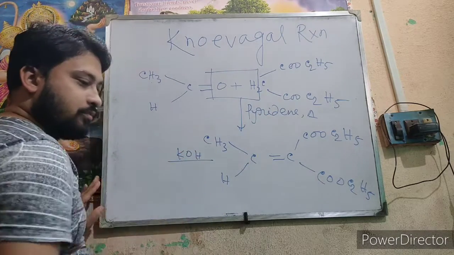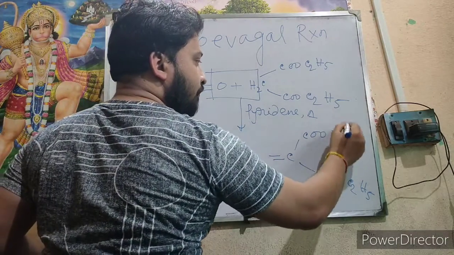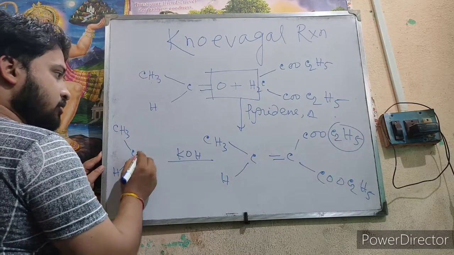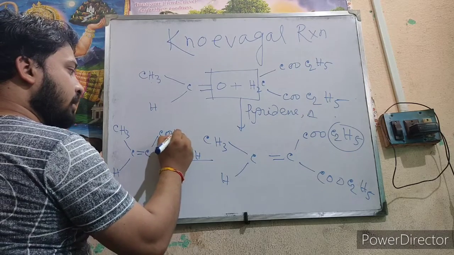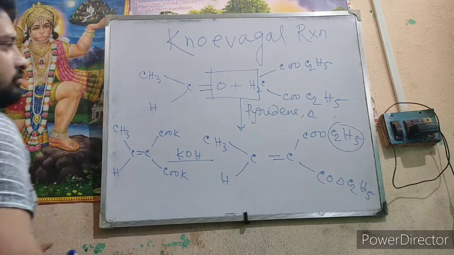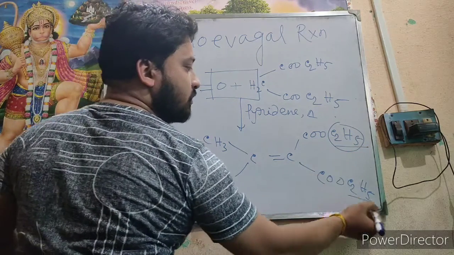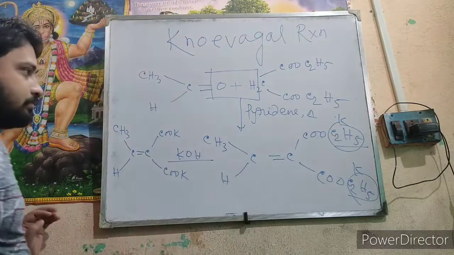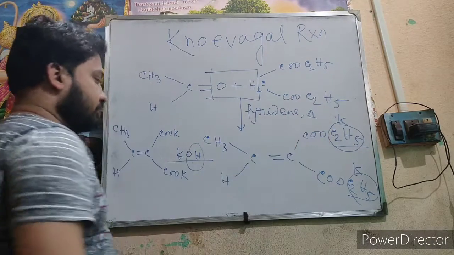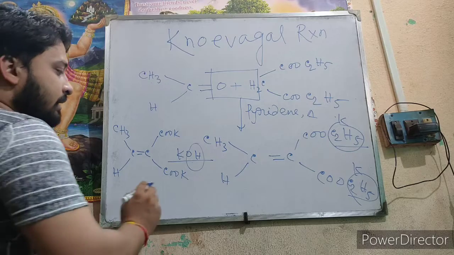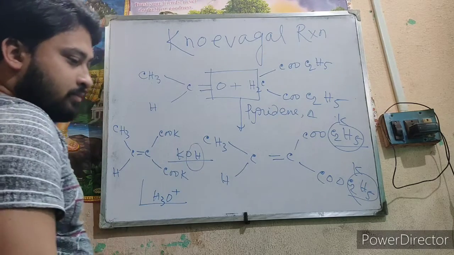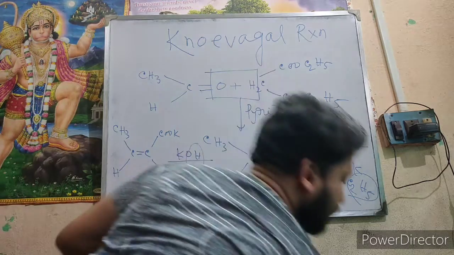Then if you use KOH, you get K here and here. So the product is CH3CH double bond C, with COOK and COOK. Okay, clear. I just remove the C2H5 and you add K, potassium, by using KOH. It removes C2H5OH, so you add COOK. Then if you acidify it with H3O+, you get COOH. Right?